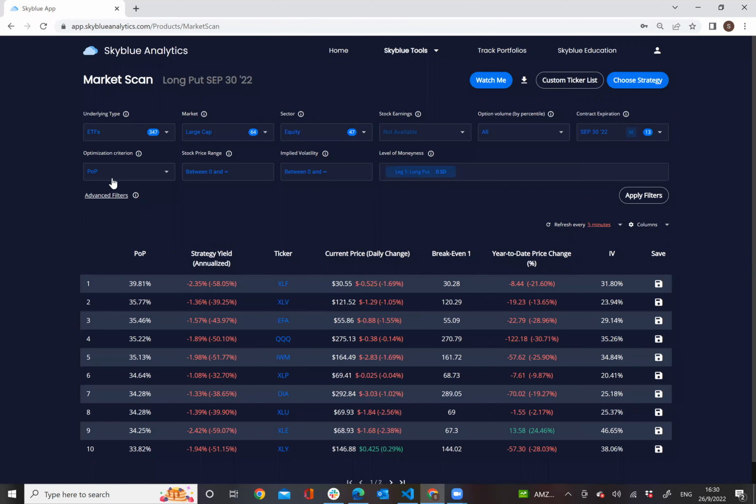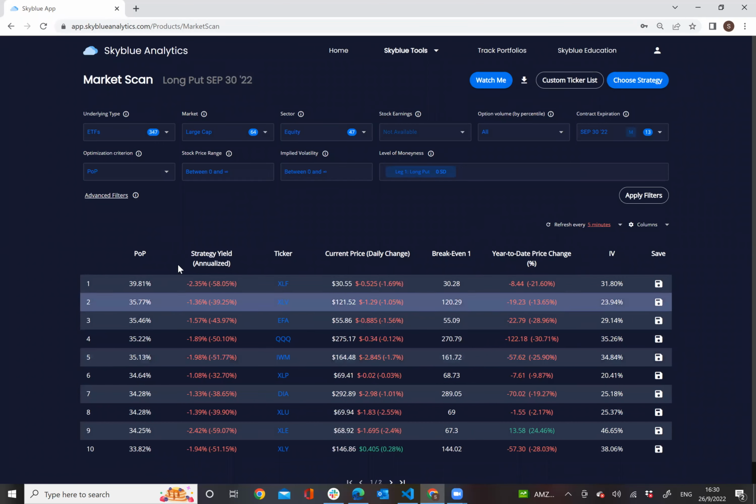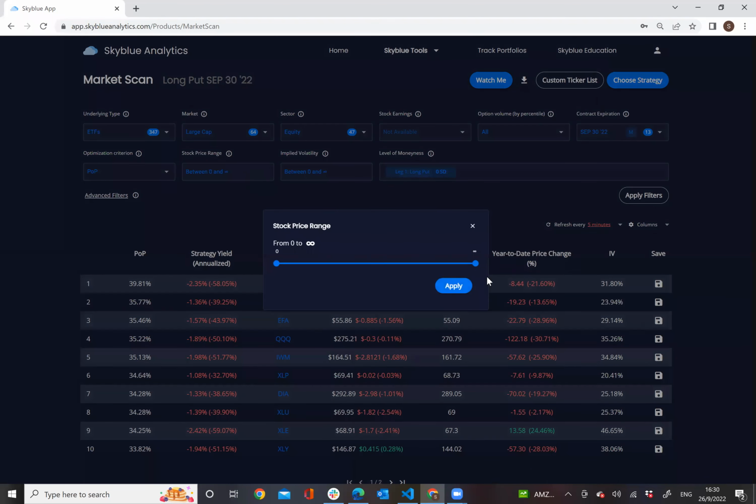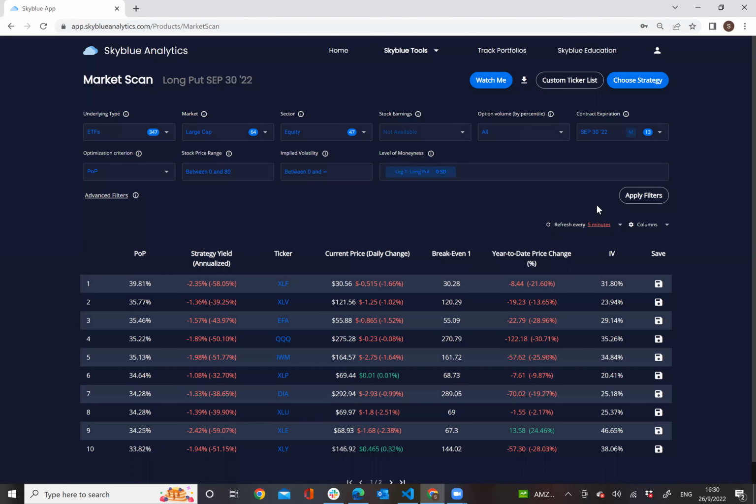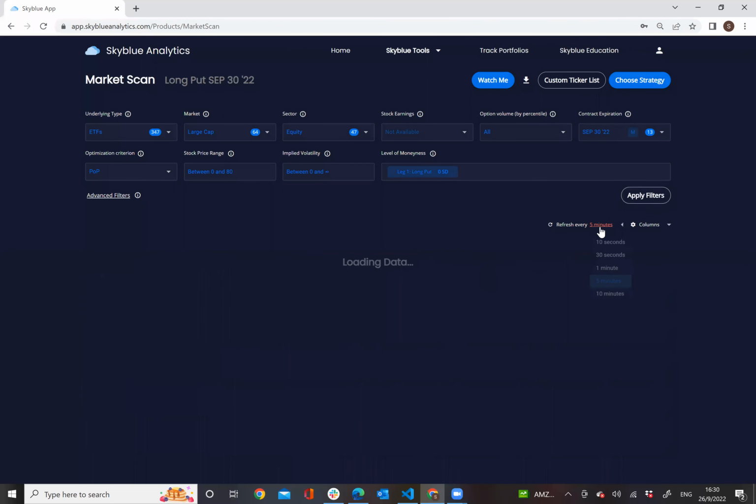The optimization criteria that you can change depends on the strategy, but basically you have 3 optimization criteria, and this is how the ranking is going to be created. Stock price range, we can change it here. Maybe we are looking for ETFs in this case which are less than, let's say, $70 or $80. Oh, sorry, I forgot to change this one. So this is going to be a little mess.